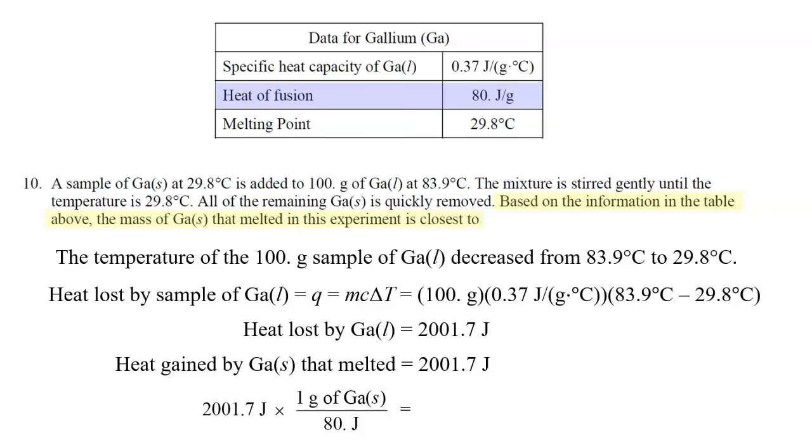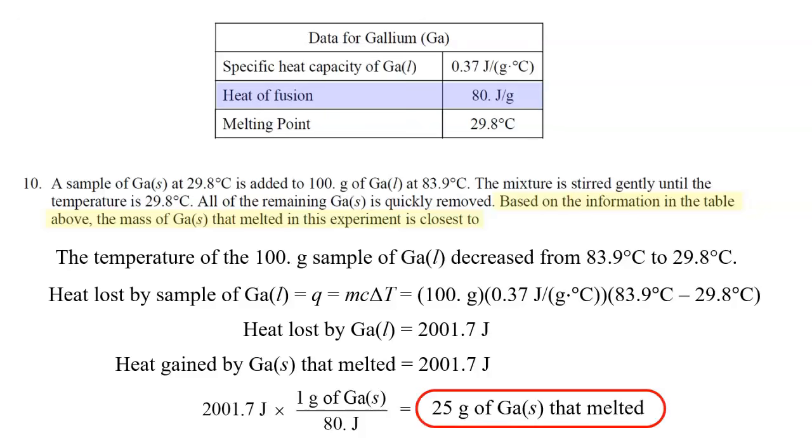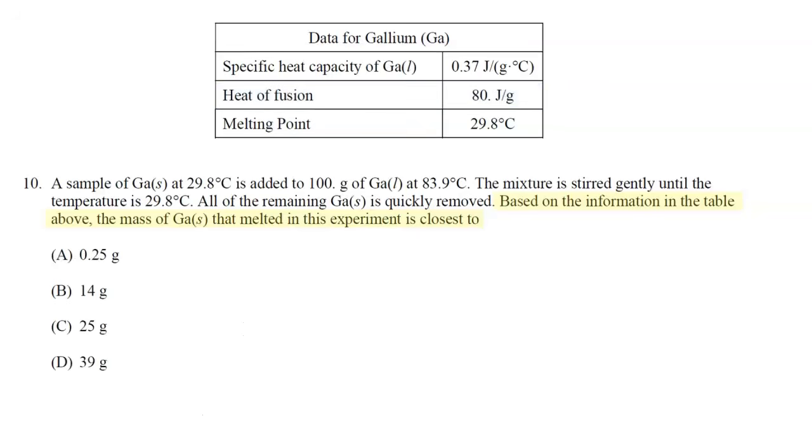So 2001.7 divided by 80 gives me 25 grams. So that is my answer to question 10. The heat that was lost by the liquid gallium, which cooled off in this experiment, is equal to the heat that was gained by the sample of solid gallium that melted. So the correct answer to question 10 is choice C, 25 grams.